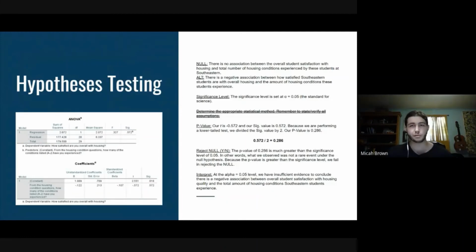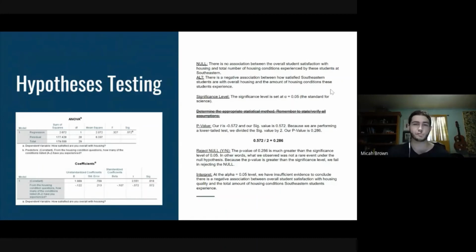Because the p-value of 0.286 is much greater than the significance level of 0.05, what we observed is not a rare event under the null hypothesis. Because the p-value is greater, we fail to reject the null.